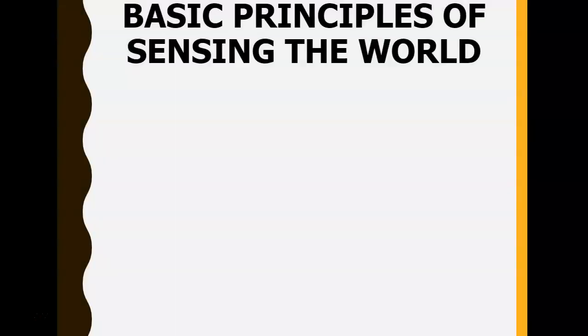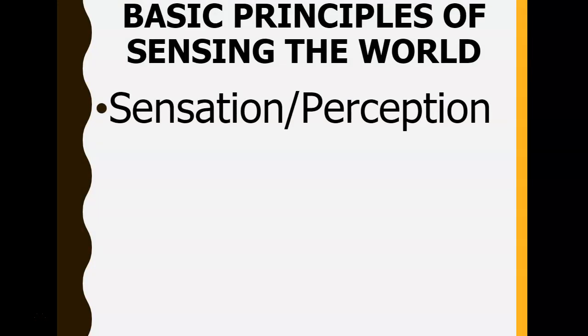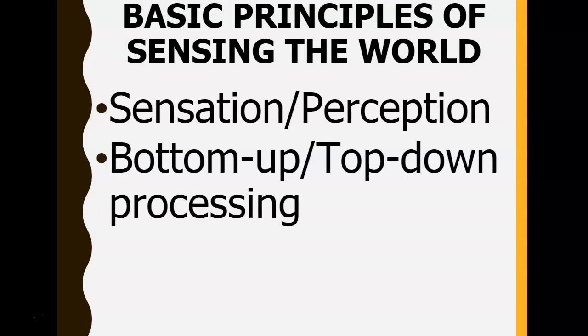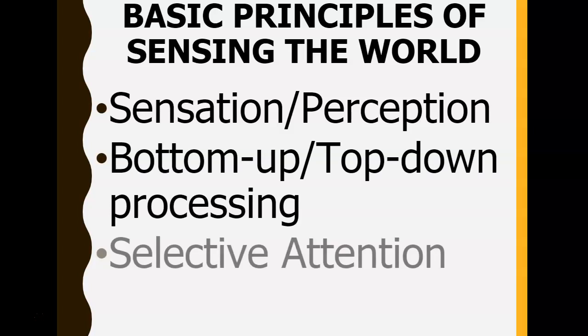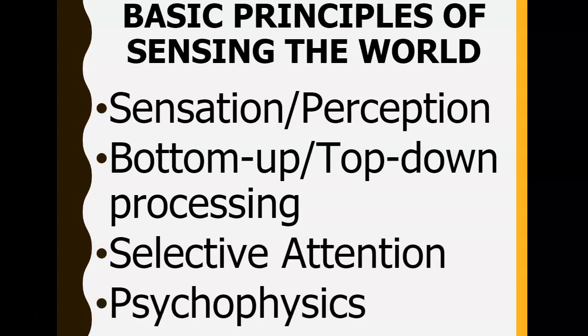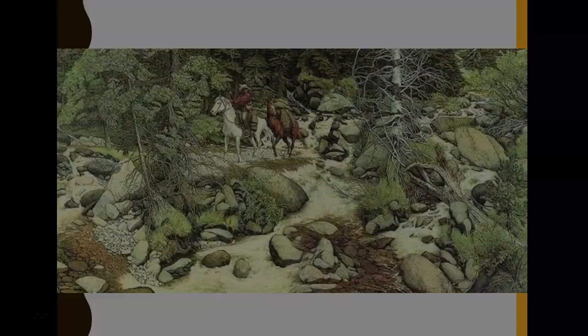The basic principles of sensing the world include sensation and perception, bottom-up and top-down processing, selective attention, and psychophysics. I already looked at sensation and perception, and now we're going to look at bottom-up and top-down processing and the rest of those terms in more detail.